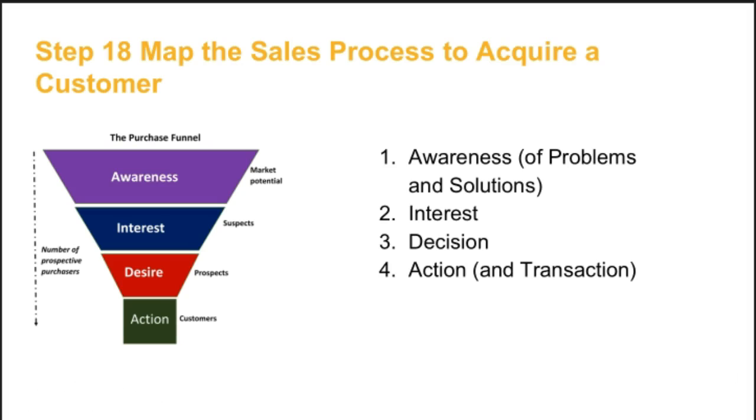Okay, now we're going to shift from reimbursement to sales and marketing. Step 18 takes you through the process of acquiring customers from your venture's perspective. This will become the foundation for your sales and marketing strategies, plans, and operations. You can use a 4-step process to help map it out: awareness, interest, decision, and action. You can remember this acquisition process using the acronym AIDA.